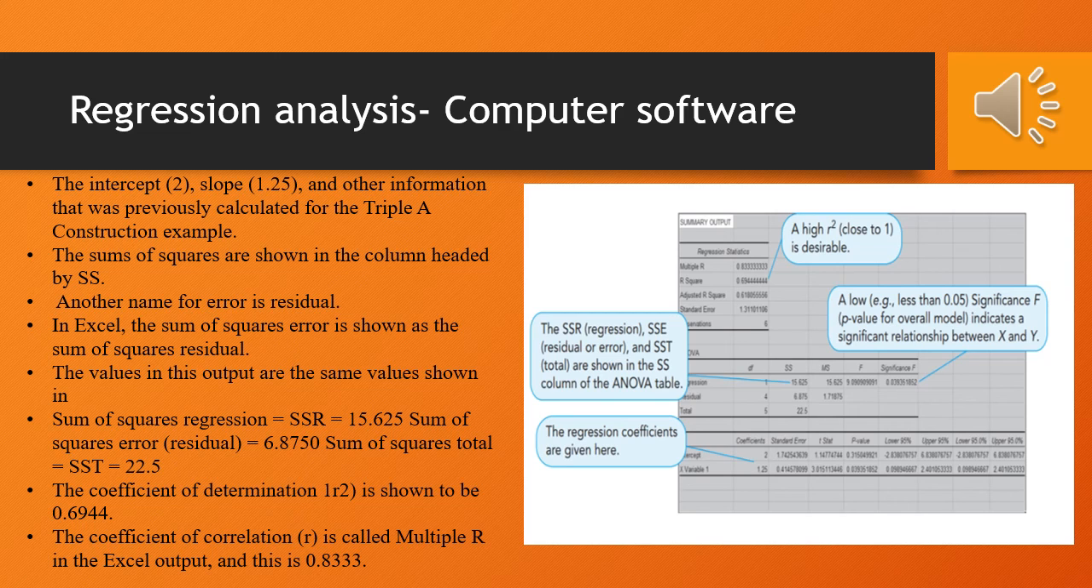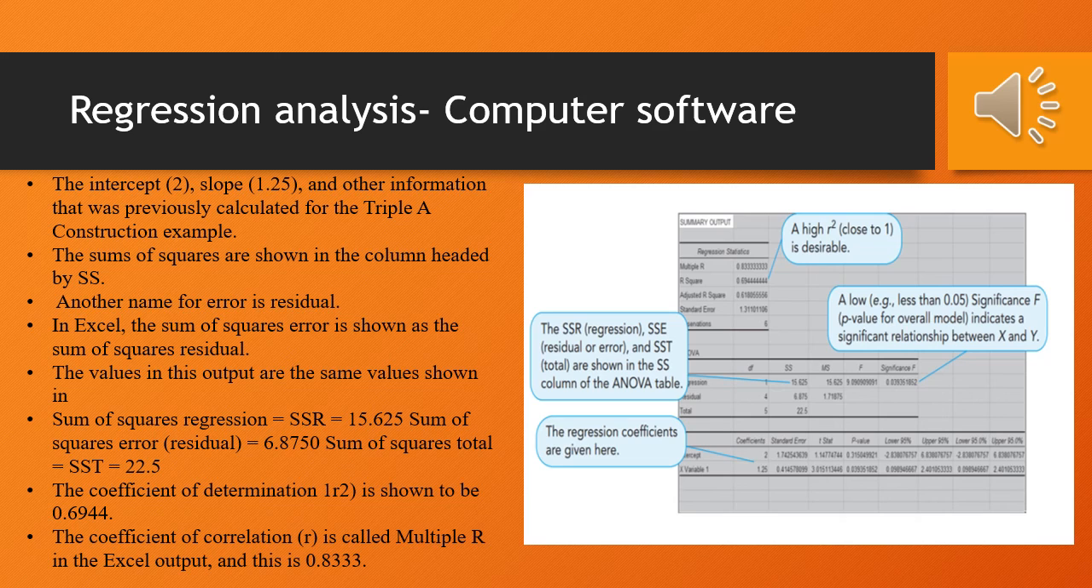After completing this step, we move on to interpreting the X and Y output, which shows us the regression statistics, the ANOVA, and the residual. As we see in the diagram, the intercept and slope are 1.25, along with other information previously calculated for the AAA construction example. The sums of squares are shown in the column headed by SS. Another name for error is residual, which is at the bottom. In Excel, the sum of squares error is shown as the sum of squares residual.